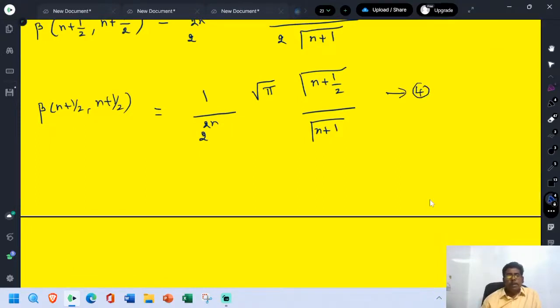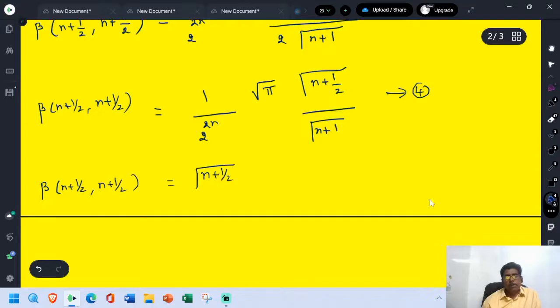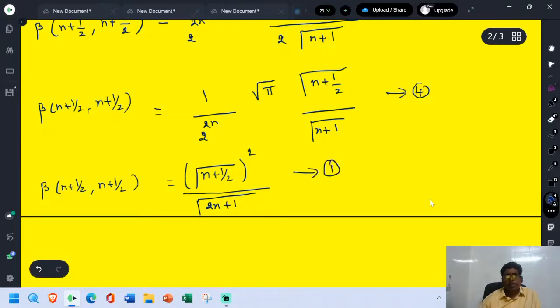From the beta and gamma functions, you have had the value of beta of n plus 1 by 2 comma n plus 1 by 2 as gamma of n plus 1 by 2 whole square by gamma of 2n plus 1. This is the value. This is equation number 1. We arrived at this value from the relation between beta and gamma functions. Already presented this as equation 1.